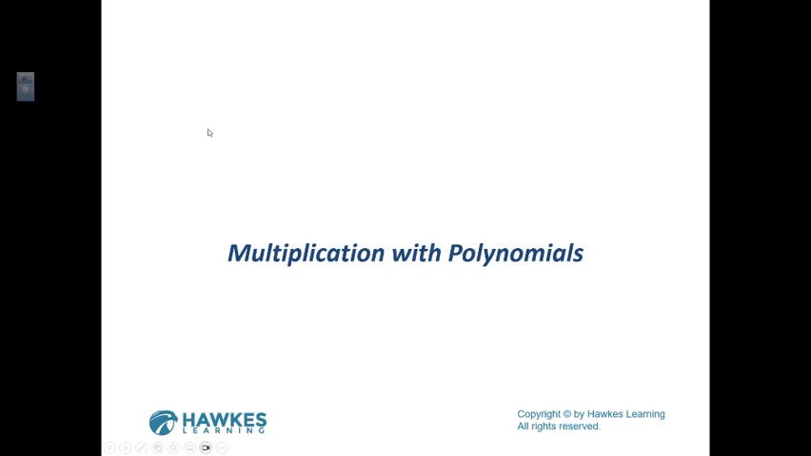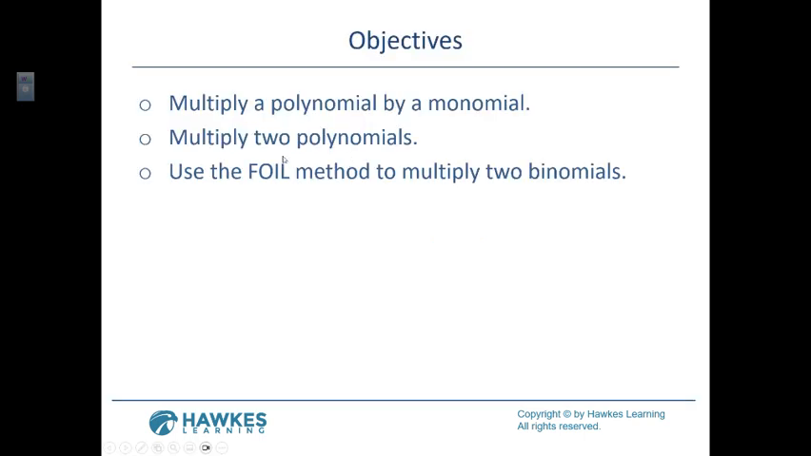All right, so in this section, we're going to look at multiplication with polynomials. Okay, and we're going to multiply a polynomial by a monomial and multiply two polynomials and then use the FOIL method to multiply two binomials.